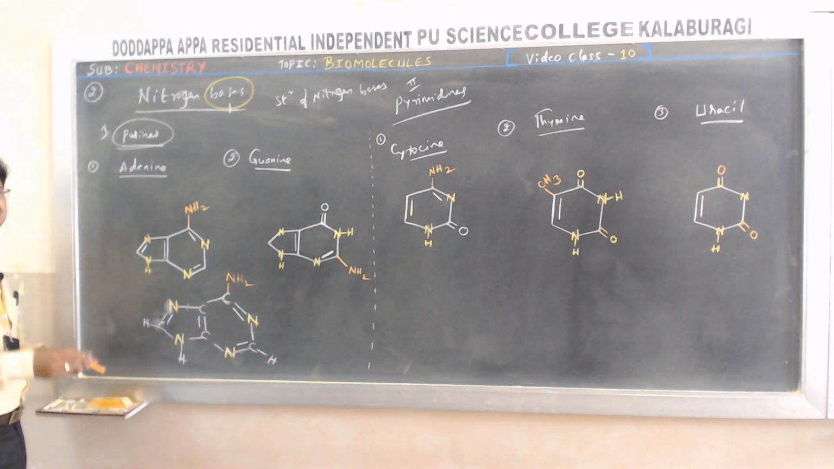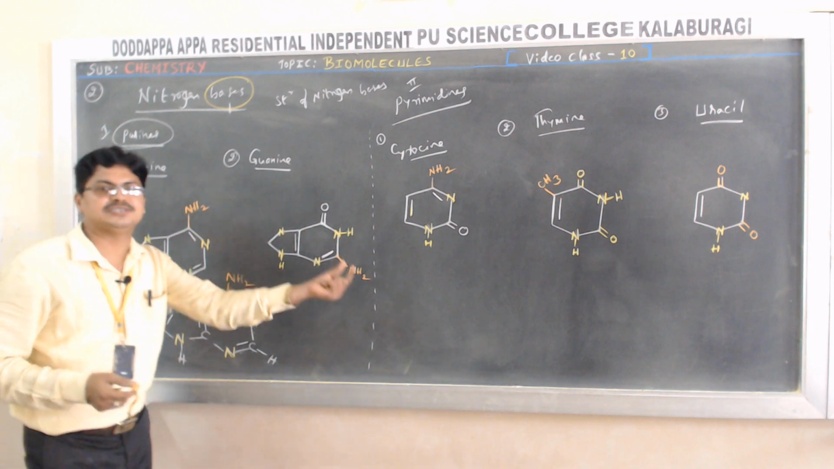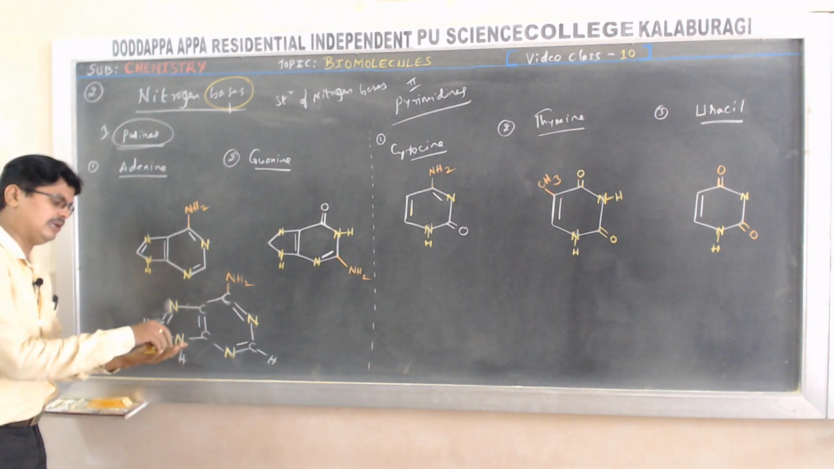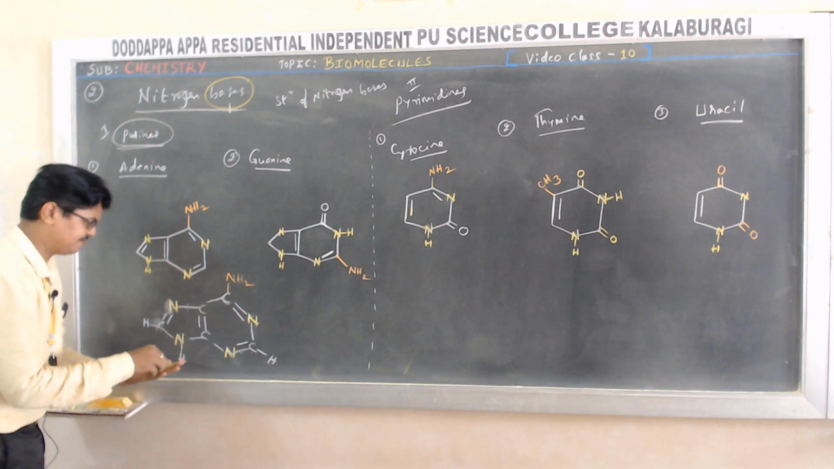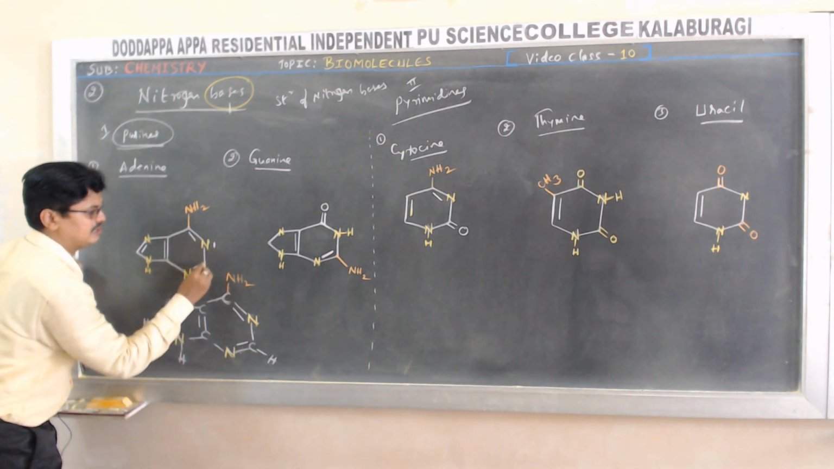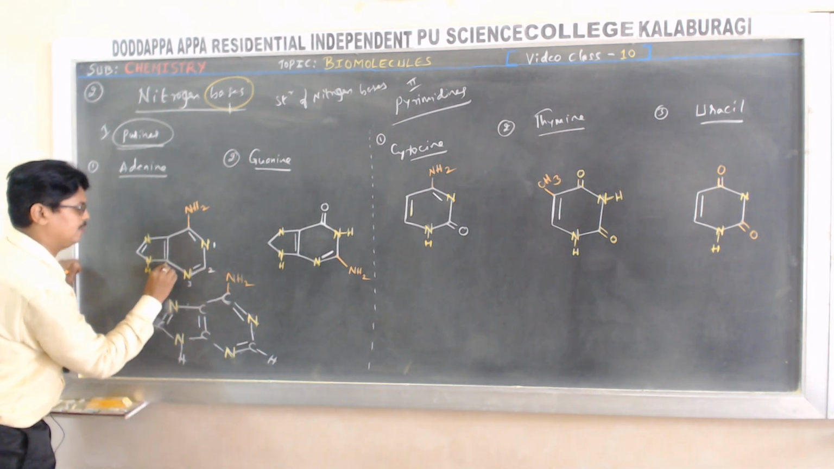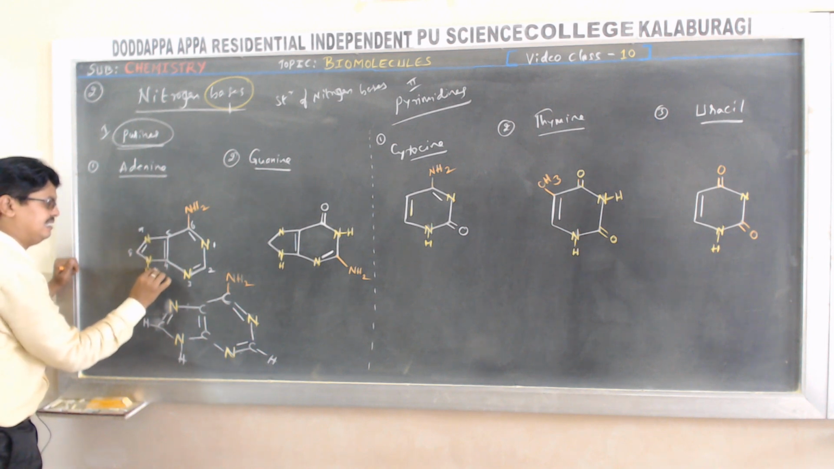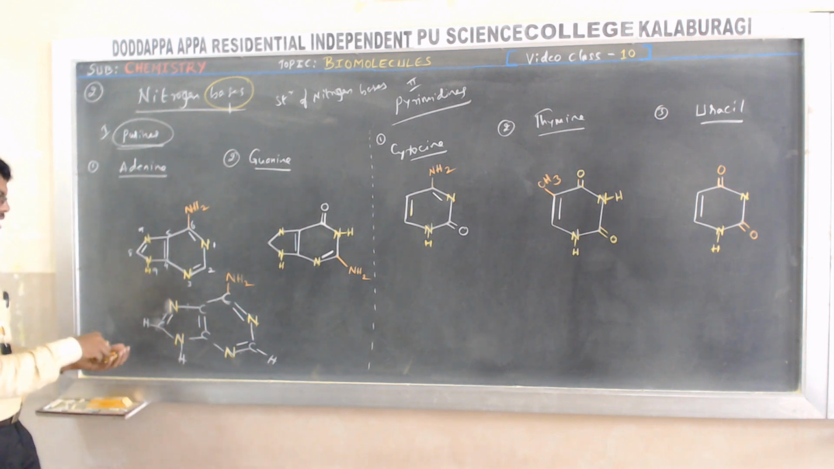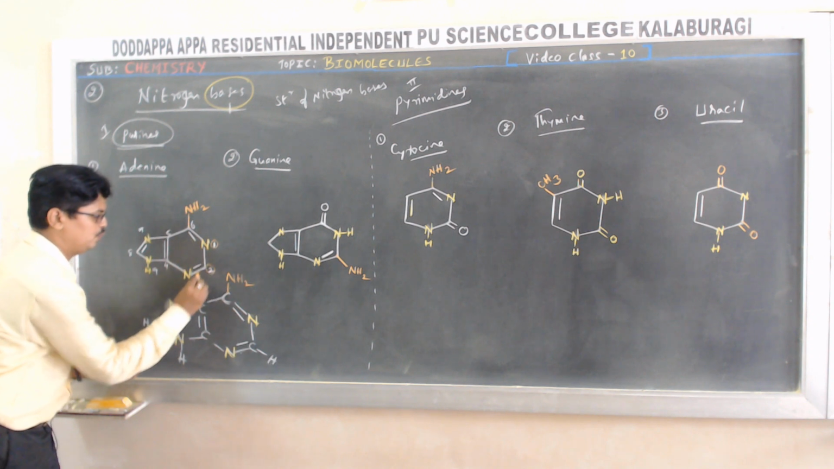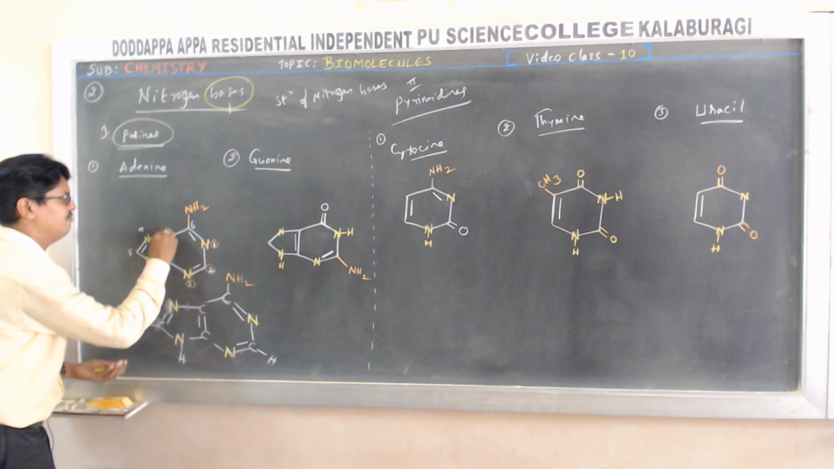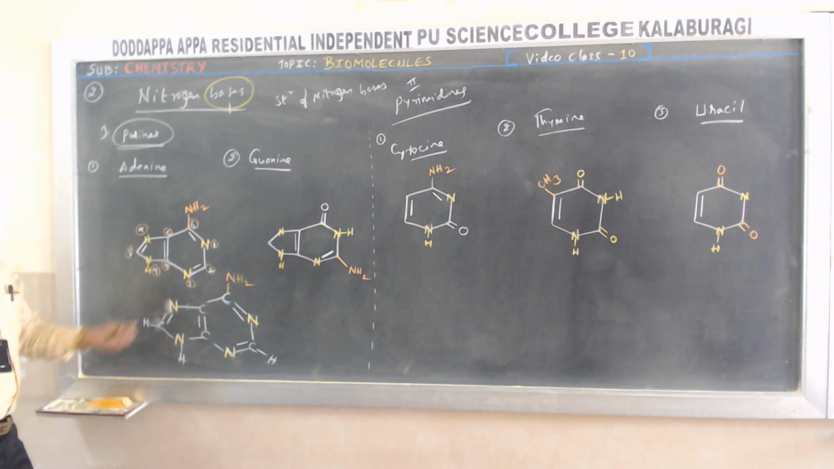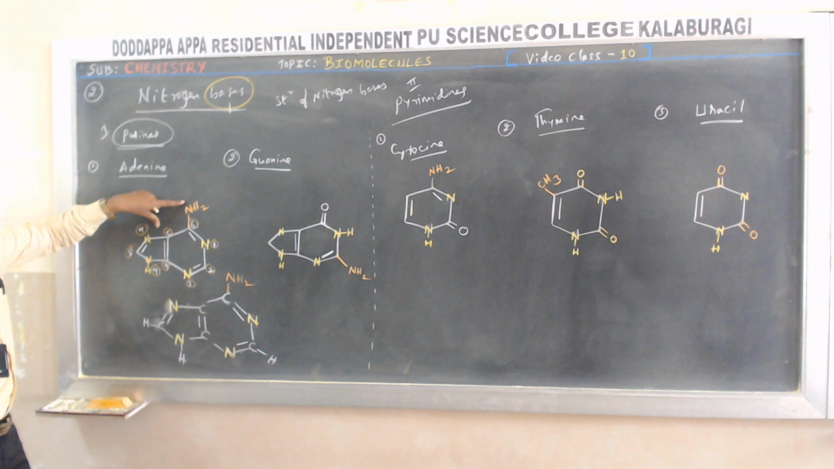Now you just have to remember the groups which are attached to the particular carbon. Look at this. Let me number like this. Think this is the first one. 2, 3, 4, 5, 6. Then give 7, 8, 9. Numbering I have done here: 1, 2, 3, 4, 5, 6, 7, 8, 9. In the 6th position, amine group is there.